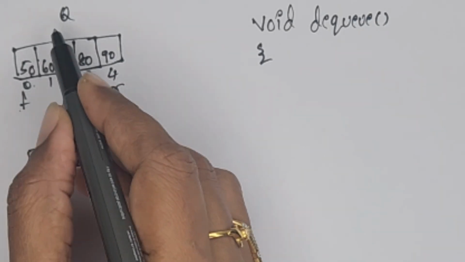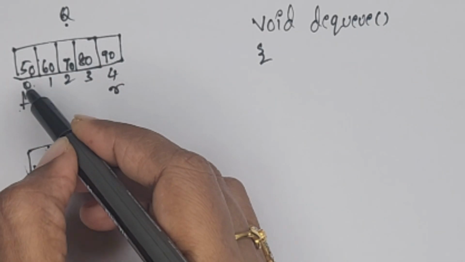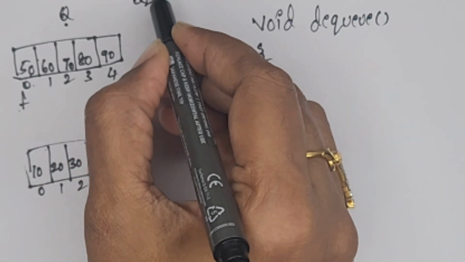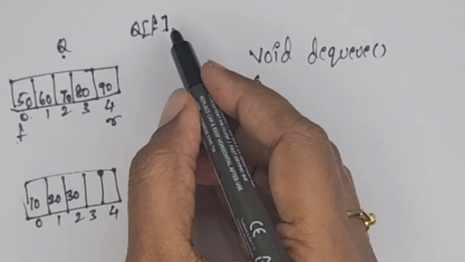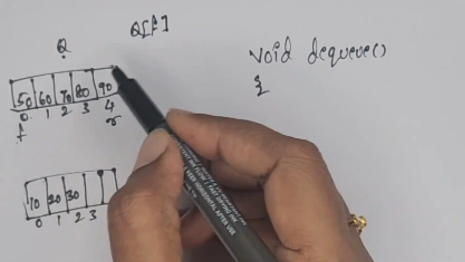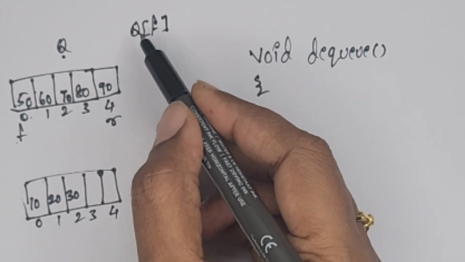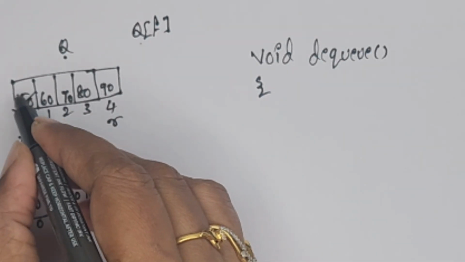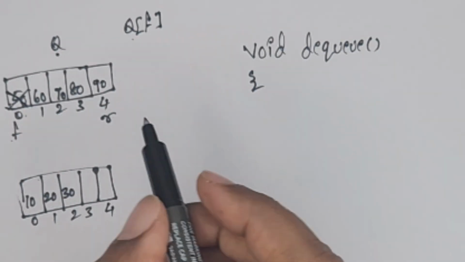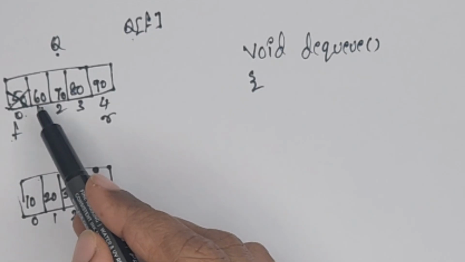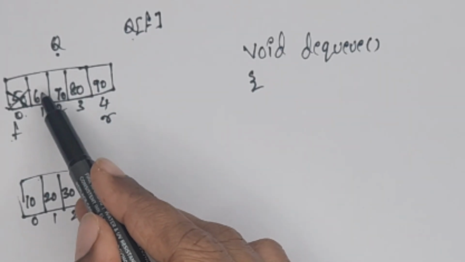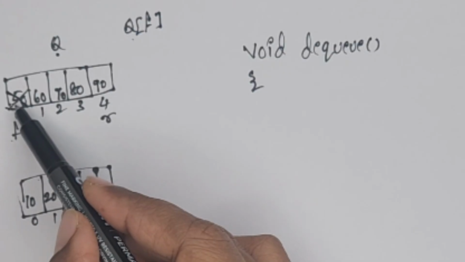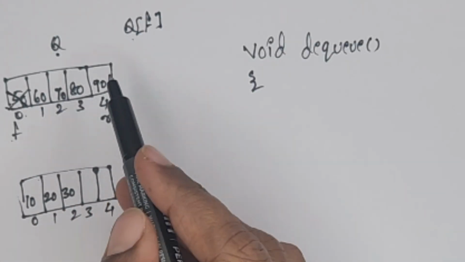So how to access this 50? The array name is q, and this index is assigned to f. F means front. Instead of writing complete front, I have assigned it to f. So we always have to remove q of f. This front element will be removed first. I am going to remove this 50. After removing it, which one becomes the front element among these 4? Which one did we insert first? 60. Once we remove this one, the next one becomes the front element.